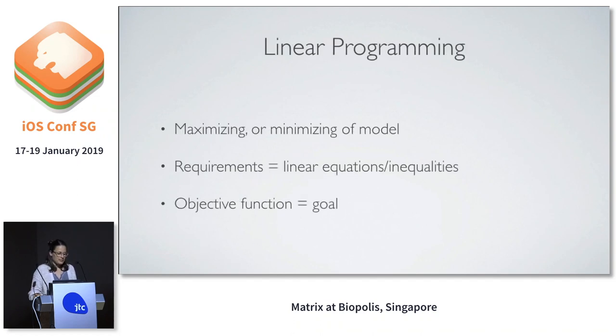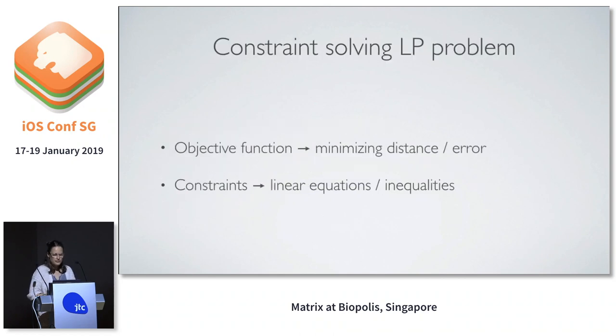So I mentioned linear programming. What is linear programming? It's maximizing or minimizing a model. You can think about companies trying to maximize profit or minimize costs or whatever. That's the type of thing people use this for. You describe your goal in the form of an objective function, and your requirements in the form of linear equations or inequalities. This is pretty close to what we are trying to do here. We can model the constraint solving problem as a linear programming problem because we have an objective function, we're trying to minimize distance, like inequalities, or error if you think about priorities. And constraints are our requirements, and we express them in the form of linear equations or inequalities.